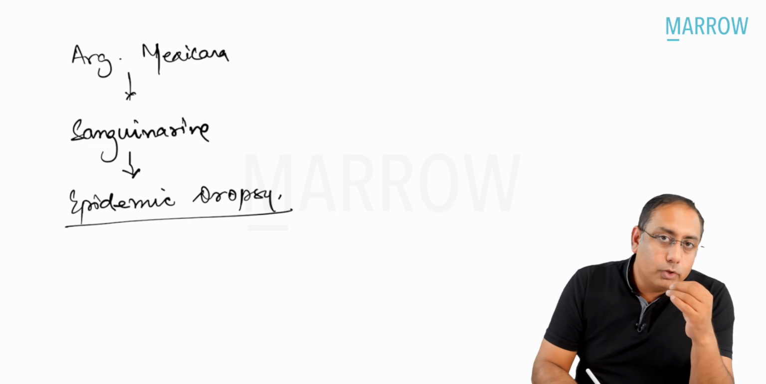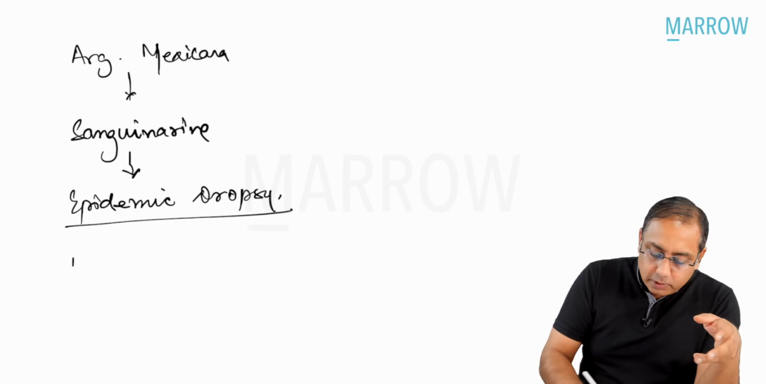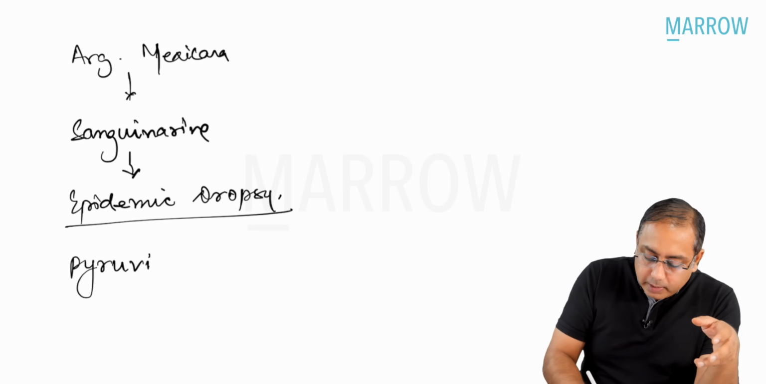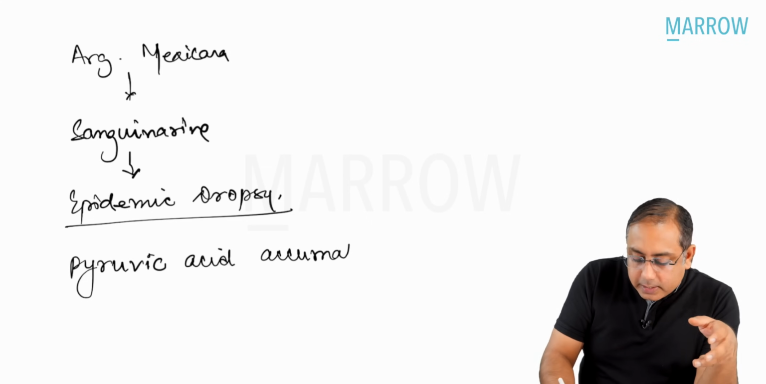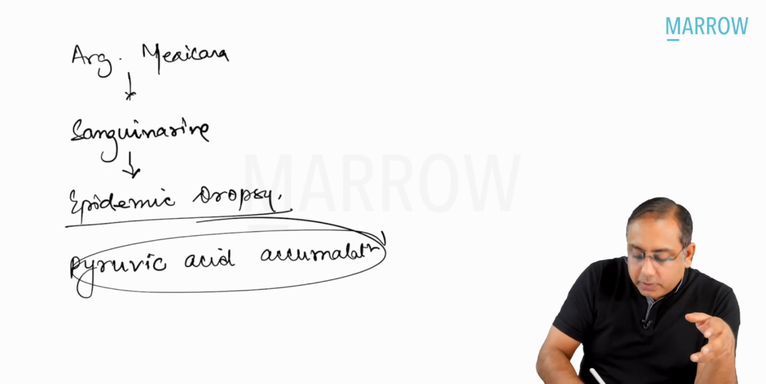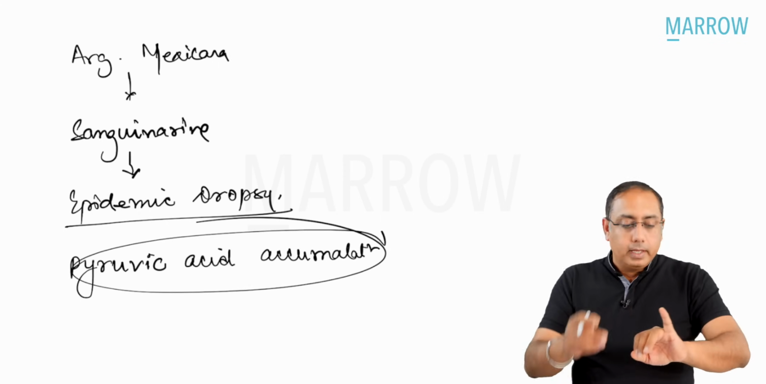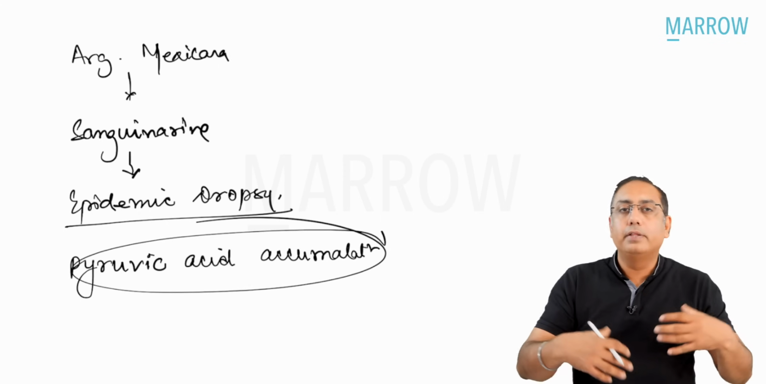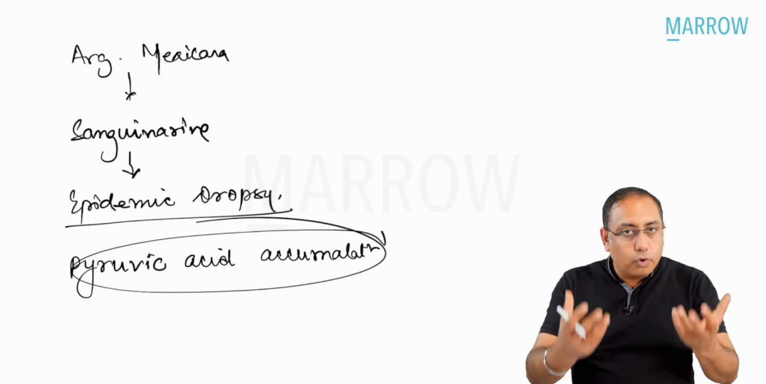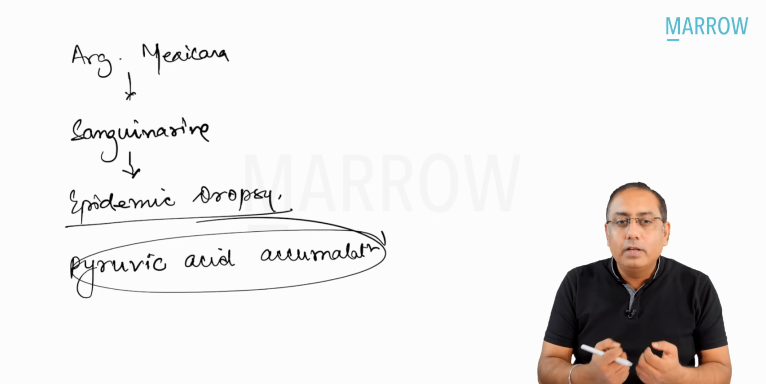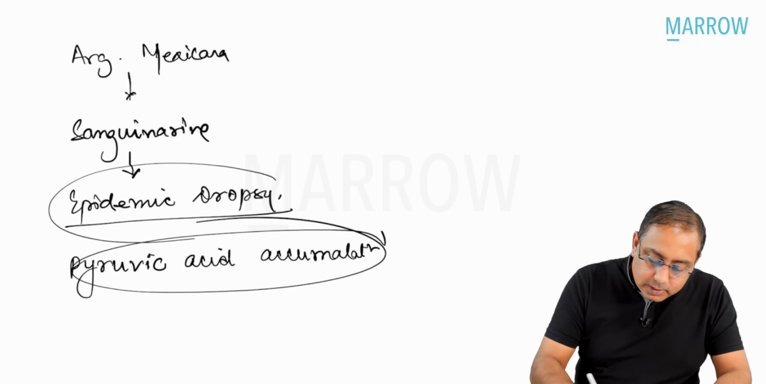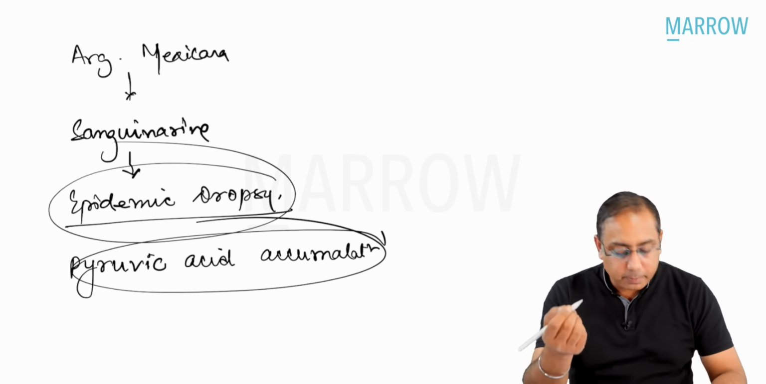Because it inhibits glucose metabolism, there is accumulation of pyruvic acid. And because of this pyruvic acid accumulation, there is water accumulation in the body. There is diarrhea, pedal edema, congestive cardiac failure, glaucoma, ascites, pleural effusions, and all these things. And this is the disease called epidemic dropsy.